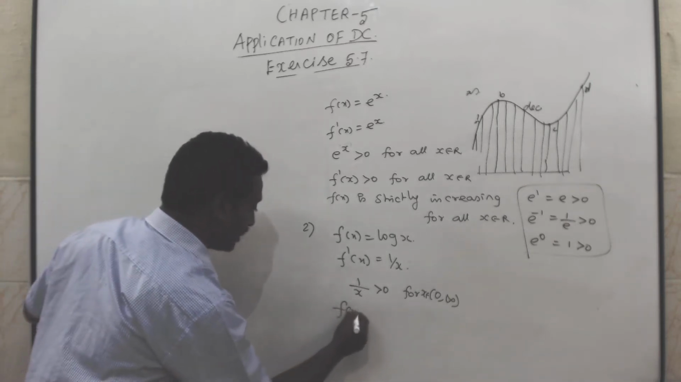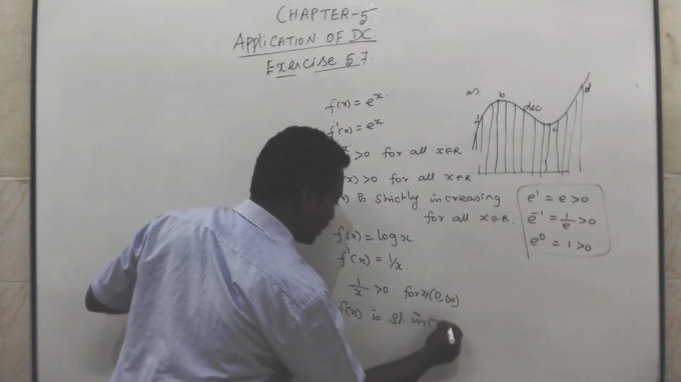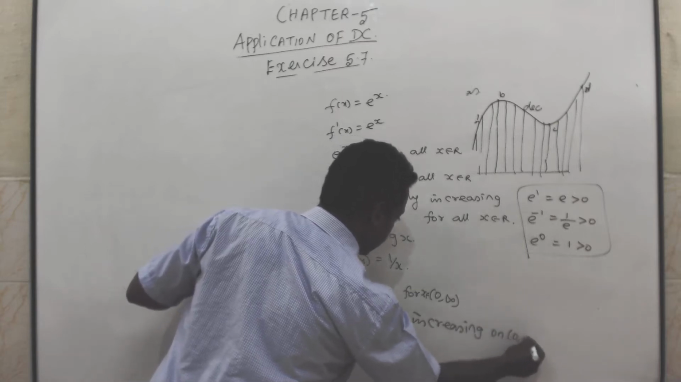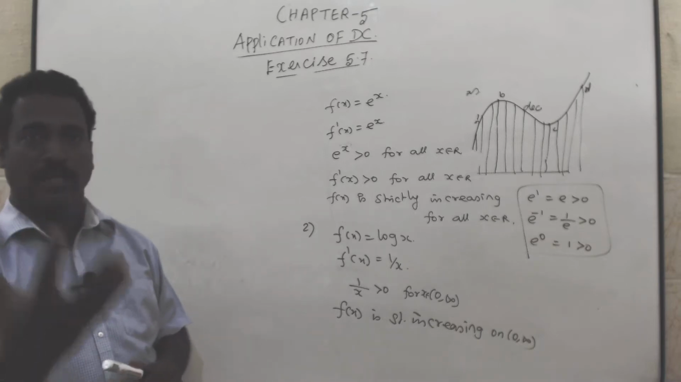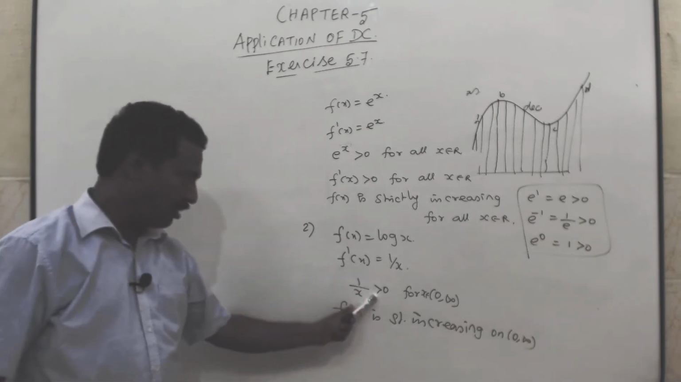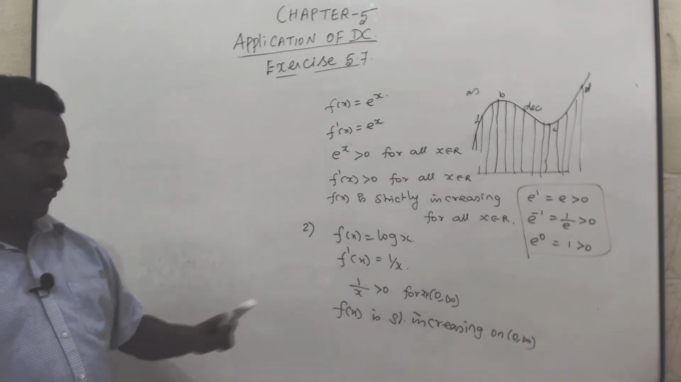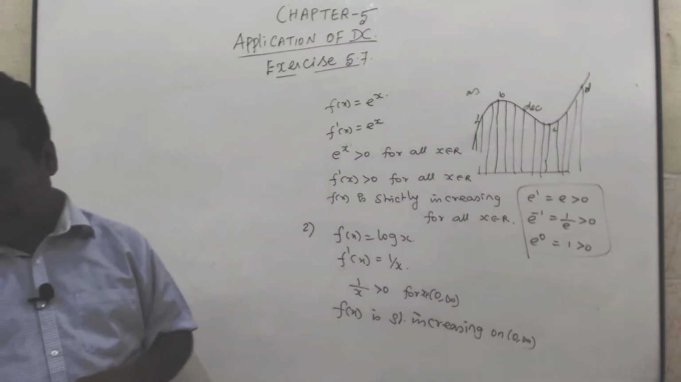Therefore, f of x is strictly increasing on (0, infinity), because (0, infinity) means all the positive values of x. When we substitute any positive value of x here, it is always greater than 0. That's why f of x is strictly increasing on (0, infinity).